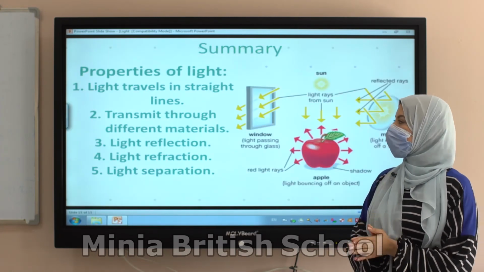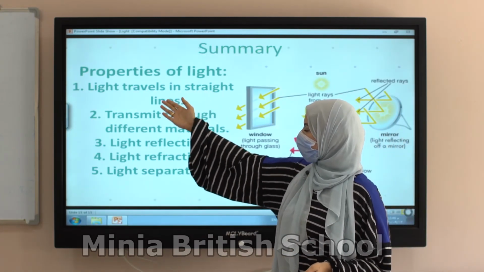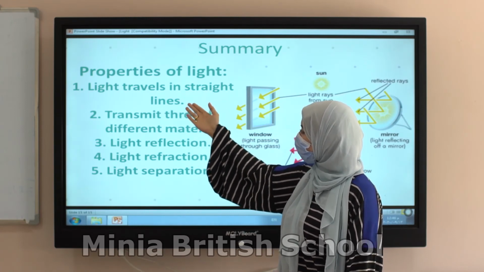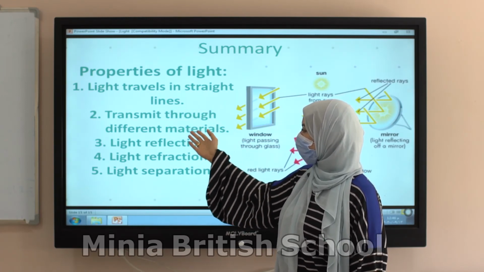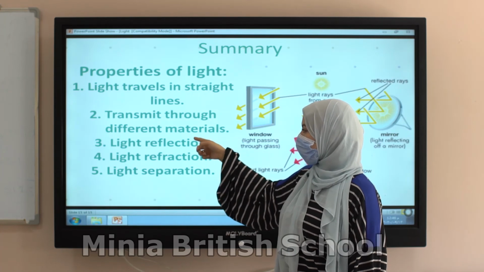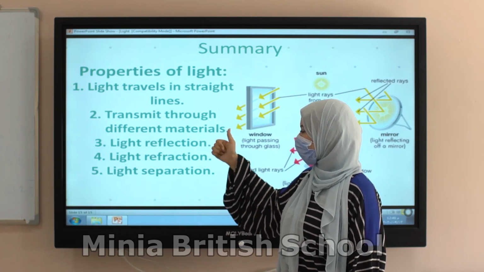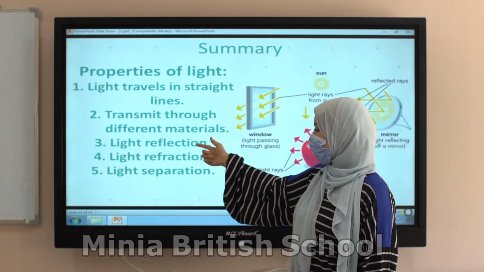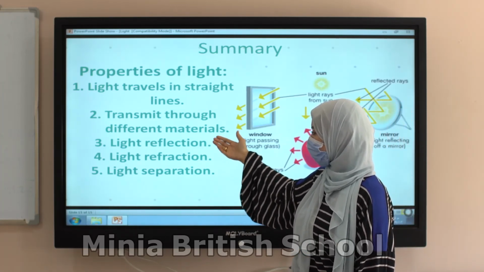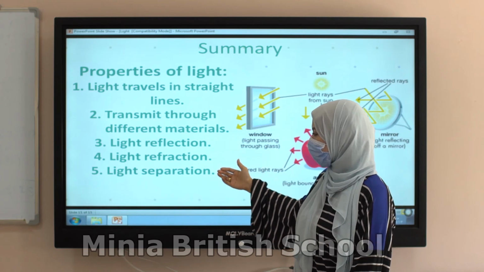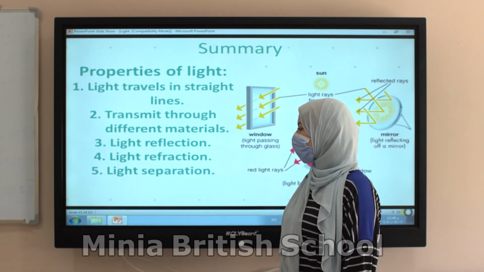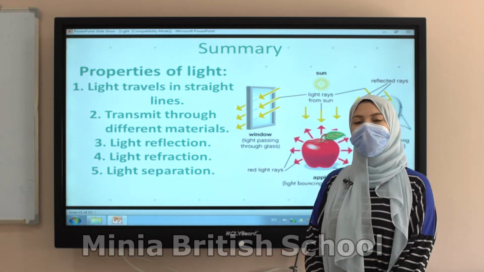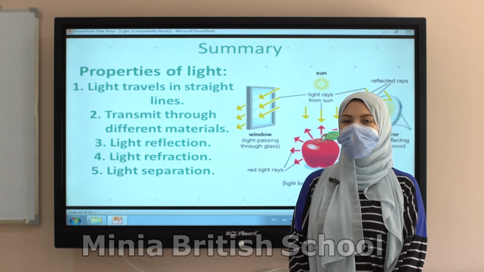So today we talked about the properties of light. First, light travels in straight lines, and transmits through different materials: transparent, semi-transparent, and opaque objects. And we can differentiate between light reflection and light refraction. And finally, light separation. Thank you, grade 5, and I wish you understood our lesson today.